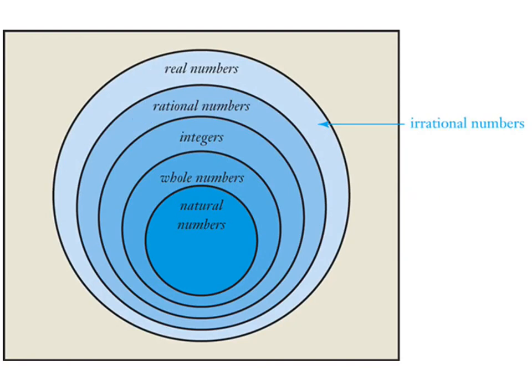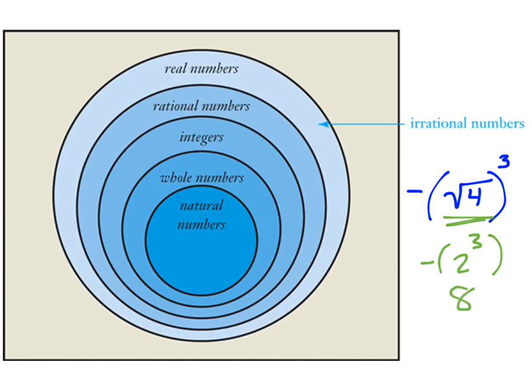Let's do a fun one. What about the opposite of the square root of 4, cubed? If you remember order of operations, we want to try to simplify this a little bit first to see what number this actually represents. So if you look at the parentheses first, the square root of 4, what is that? Well, that's 2. Then we want to take the opposite of 2 cubed. Well, 2 cubed is 2 times 2 times 2, so that's 8. And then the opposite of that is -8.